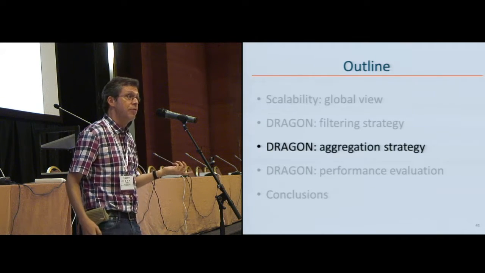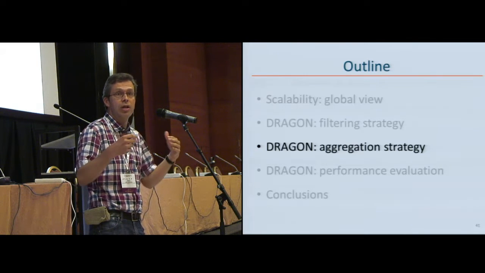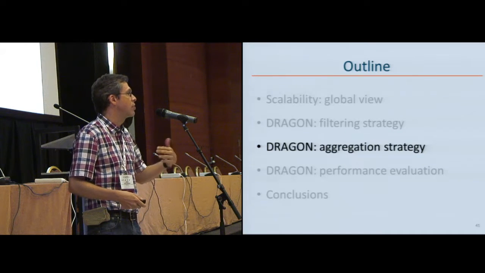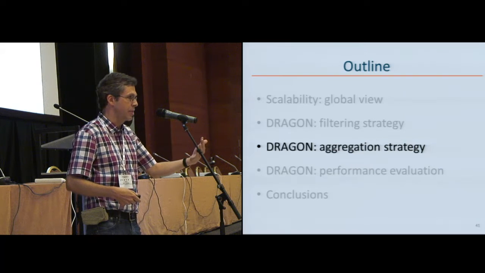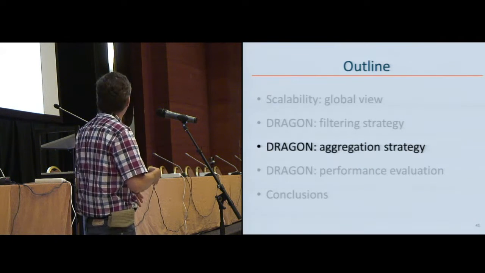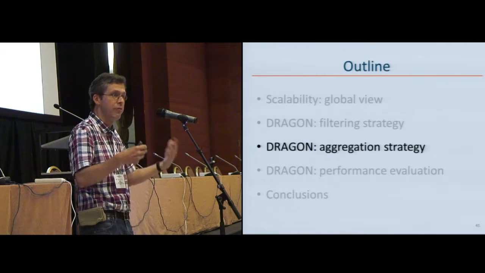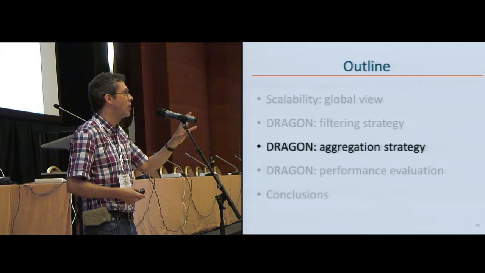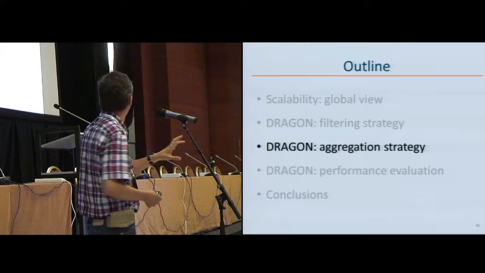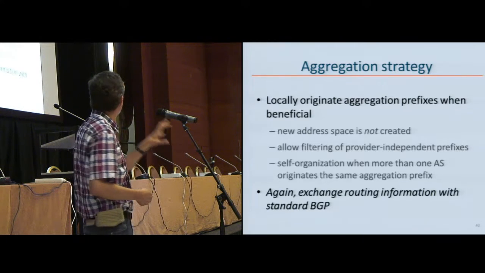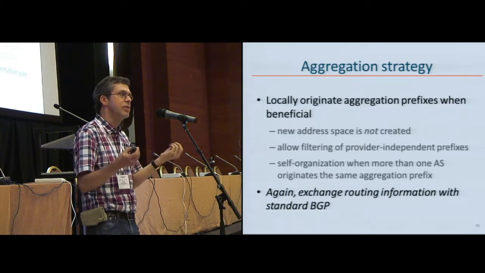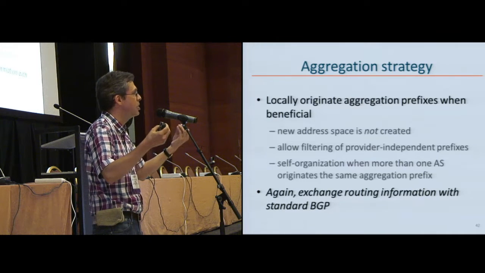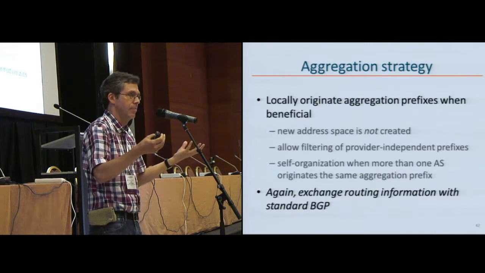Well, the provider-independent prefixes cannot be subject to filtering because they do not have a less specific prefix in the routing system. Okay? So DRAGON has an aggregation strategy which allows ASs to generate less specific prefixes, on account of which the provider-independent prefixes can be filtered elsewhere in the network. Aggregation prefixes satisfy some rules. They are sort of beacons. They are not final destinations. You cannot create address space with them. Okay? So it does not create address space, it allows filtering of provider-independent prefixes. And there's an interesting aspect as well, which is if more than one AS decides to generate the same aggregation prefix, BGP self-organizes and automatically finds the best ones.